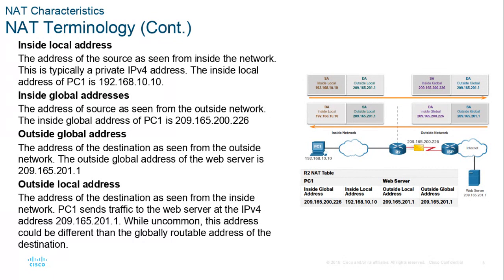The outside global address is the destination, the server itself. He's the 201.1 address. And then the outside local address is the address of the destination as seen from the inside network. That's 209.165.201.1.